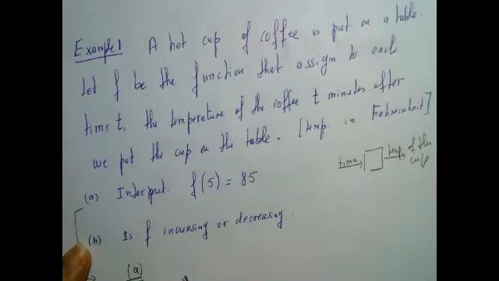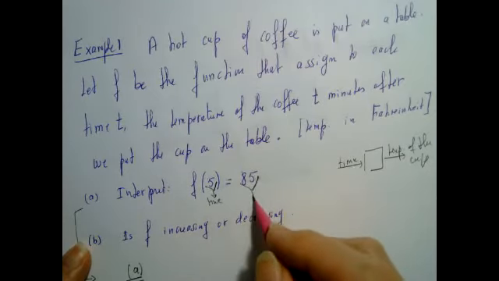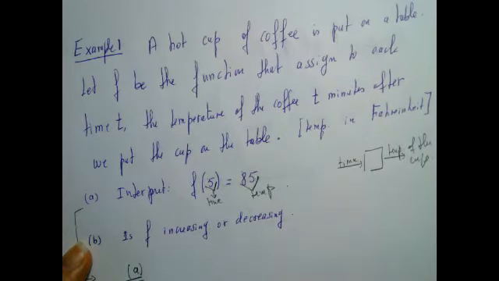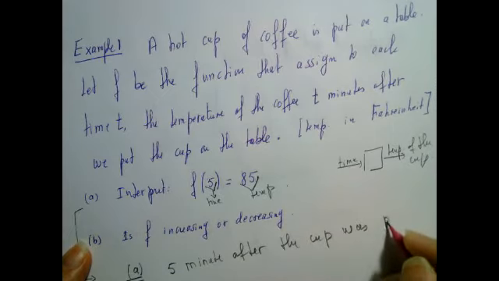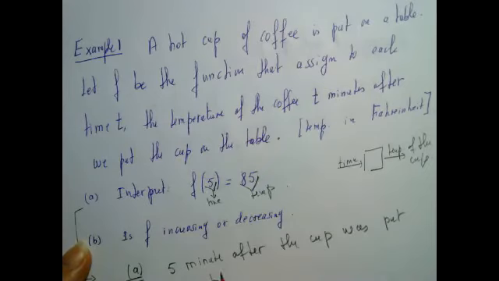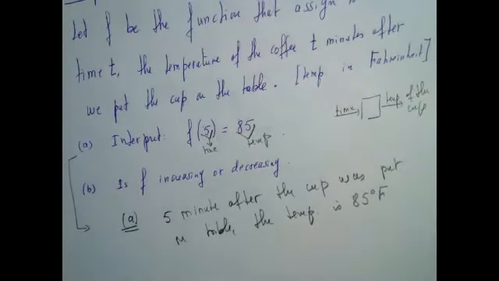After 5 minutes, the coffee is 85 degrees. Right. 5 is the input, 5 is the time, and 85 is the temperature. It means 5 minutes after the cup was put on the table, its temperature is 85 degrees Fahrenheit. Okay. By now, my coffee is probably 60 degrees Fahrenheit.